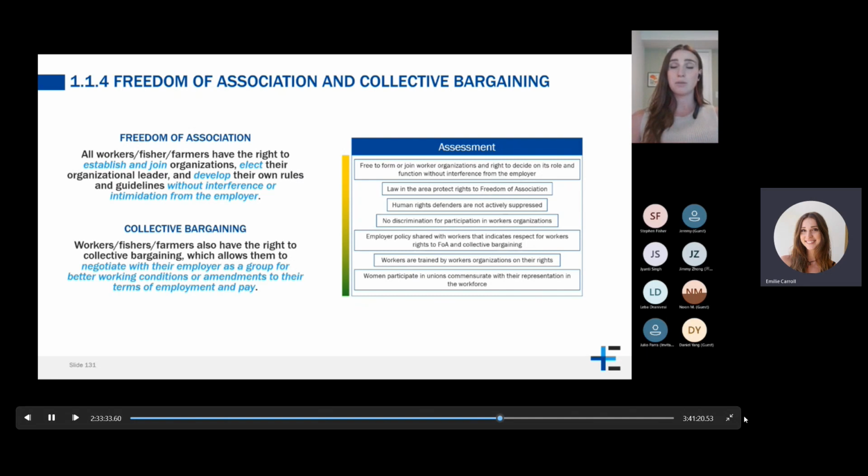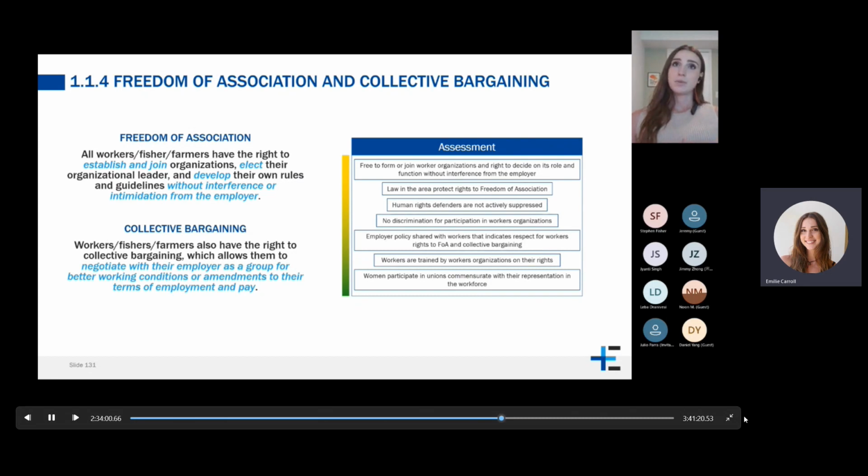And then also on the medium level here, just making sure that there's no discrimination for participating in workers' organizations, because sometimes those workers, because they're often creating a ruckus and creating problems potentially for the employer, you might find that those workers are retaliated against. So it's really making sure that those workers who have decided to use their freedom to join a workers' organization are not treated any differently and are not retaliated against for their involvement.